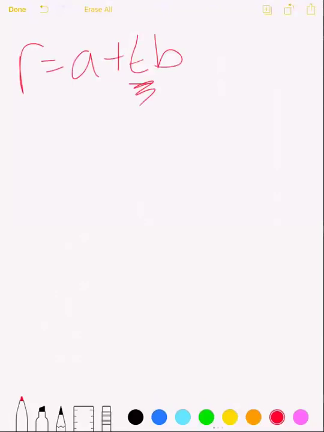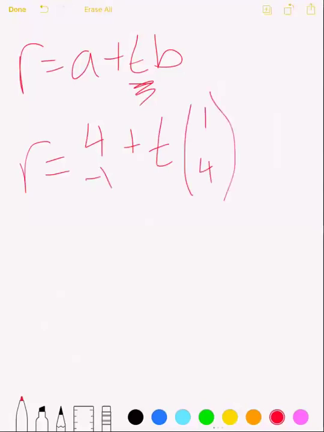So if I were to write the equation for this one, it would be r is equal to 4, -1 plus t times the vector 1, 4. So your A is your point, and your B is your directional vector.